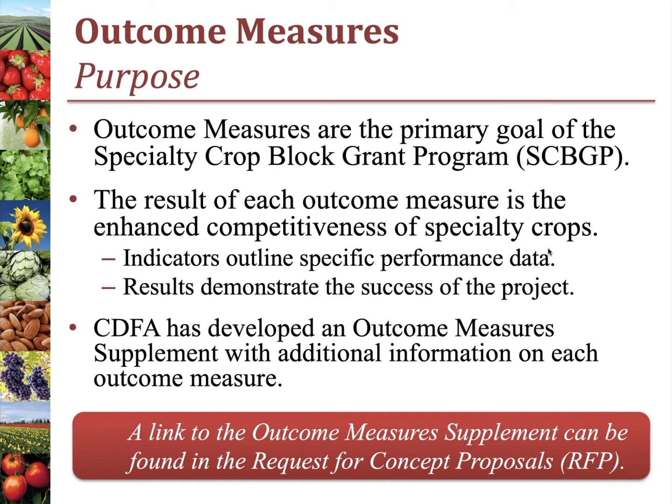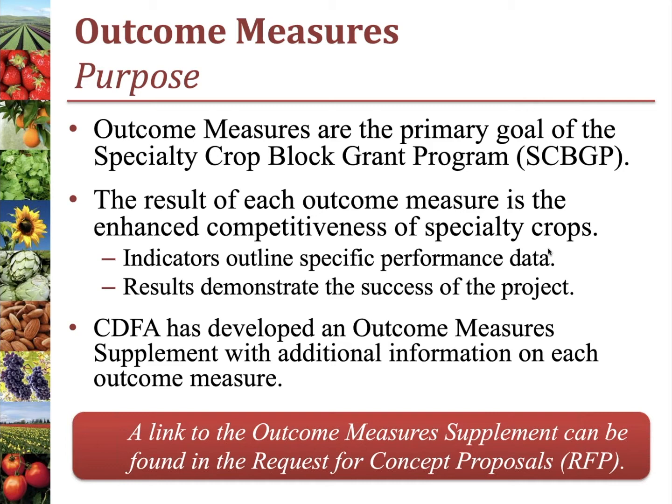Outcome measures are how the success of your project will be assessed and therefore are the primary goal of the SCBGP. In other words, when you select an outcome measure or measures, you are indicating what your project will achieve within the grant duration. The result of all outcome measures is the enhanced competitiveness of specialty crops.